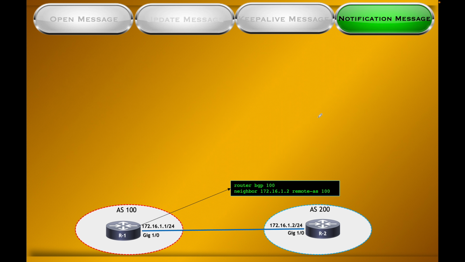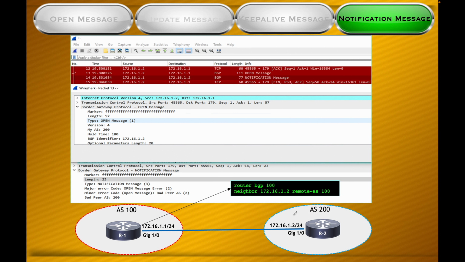Now if I take a packet capture in that scenario, what I did was something different. I intentionally configured router BGP 100, whatever it is. Now I have configured the neighbor 172.168.1.2, that is perfect. But here I configured remote AS 100, whereas the remote AS is 200. In that case it will definitely notify. That's what is shown in this packet capture.